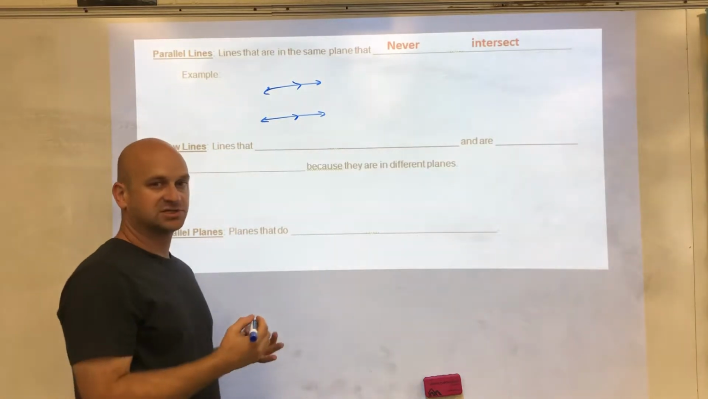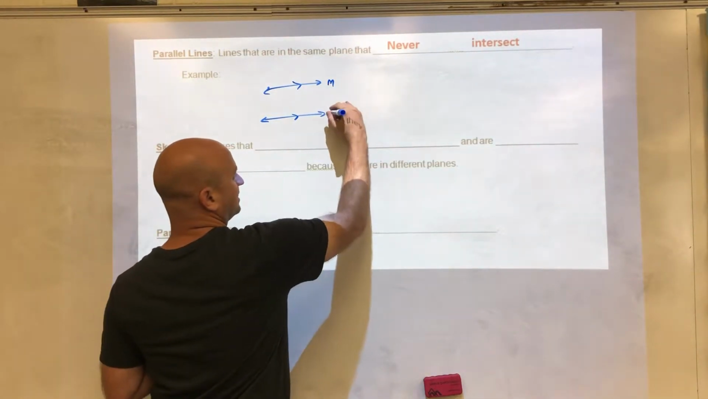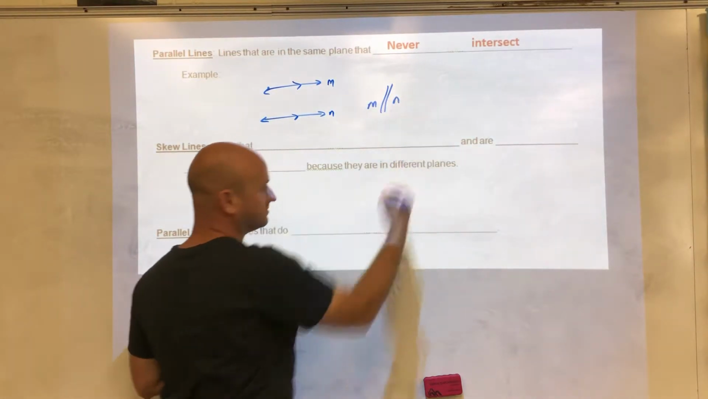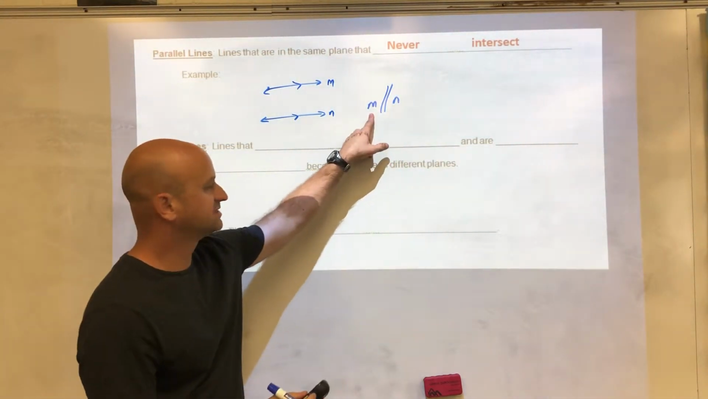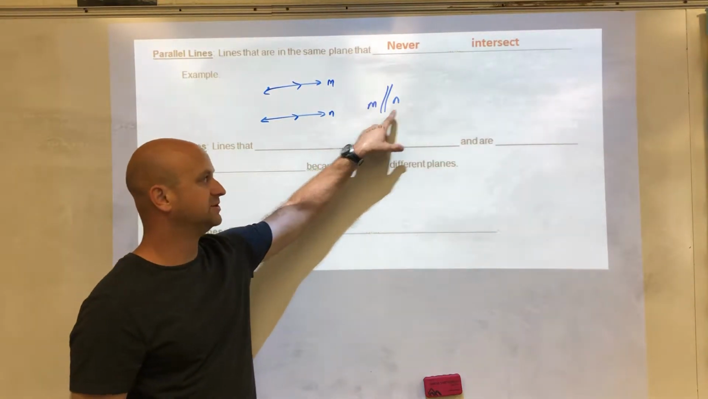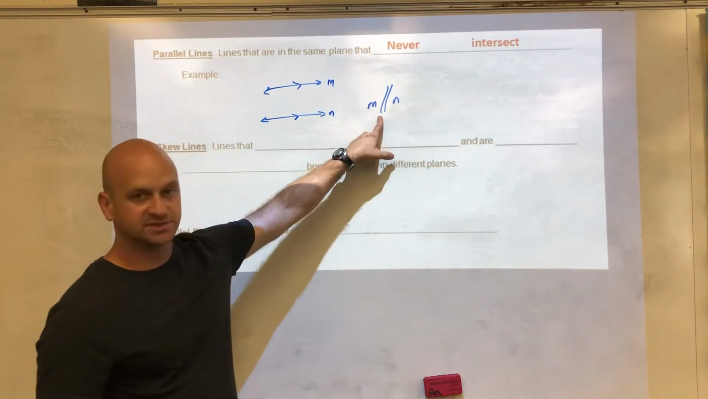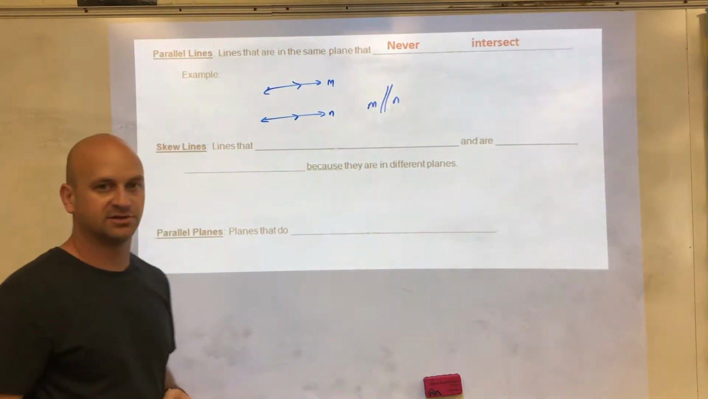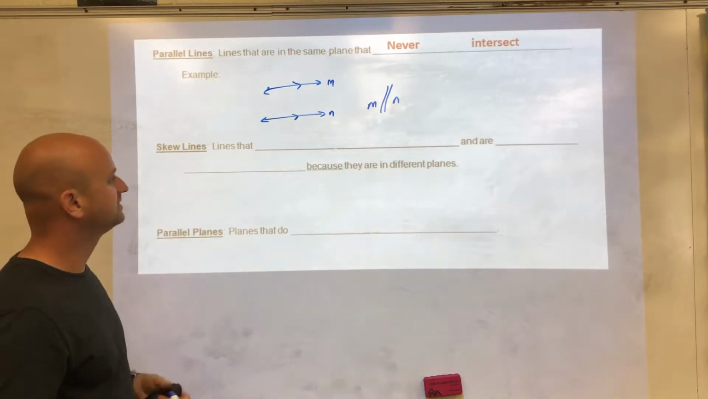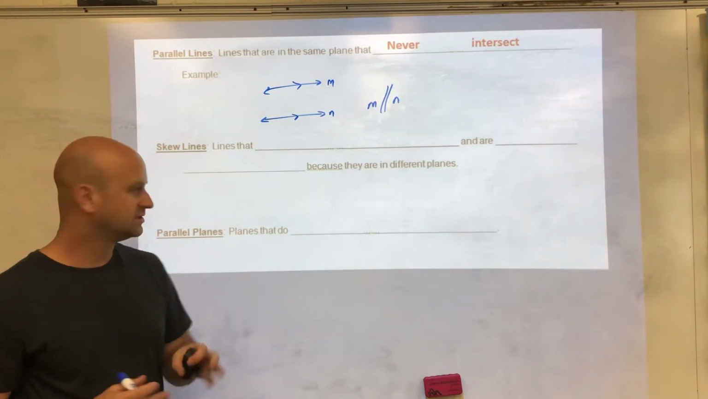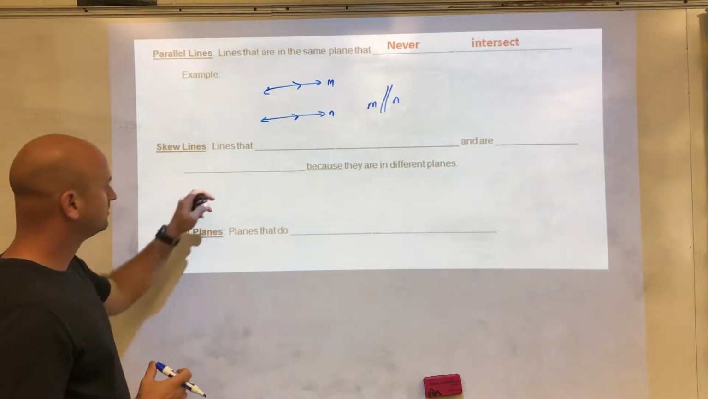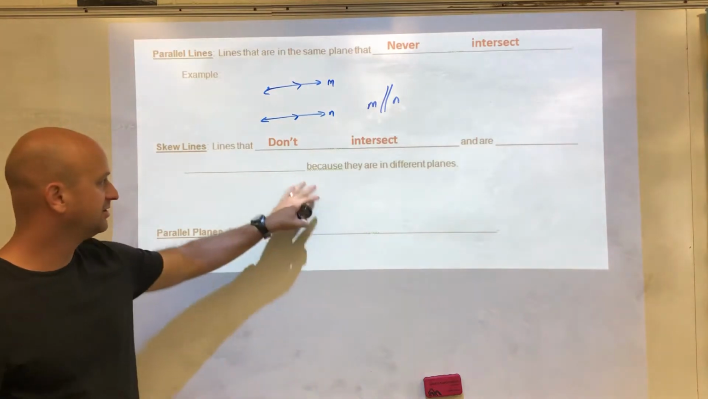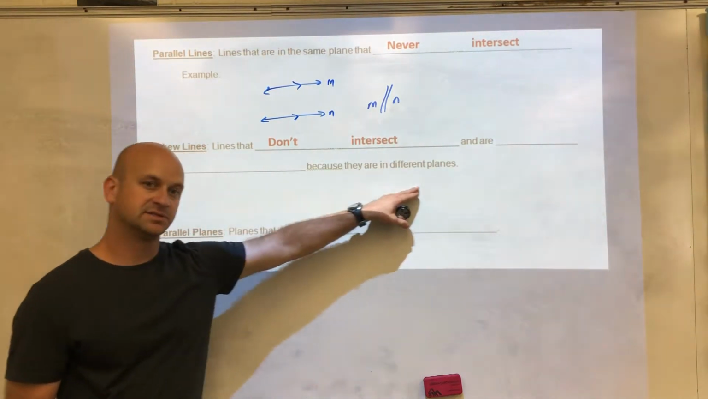Sometimes in directions on problems, we can name lines with small letters. So you may see directions that look something like this, which is interpreted as line M is parallel to line N. So this would be the symbol, and then this would be the picture with the marks, showing that they are actually parallel lines. All right, now skew lines are a little bit trickier to draw on the board, but they're lines that don't intersect. But different from parallel lines, skew lines are in different planes.